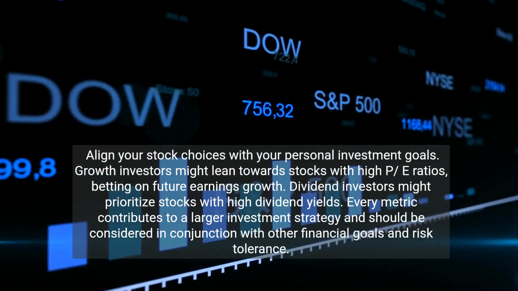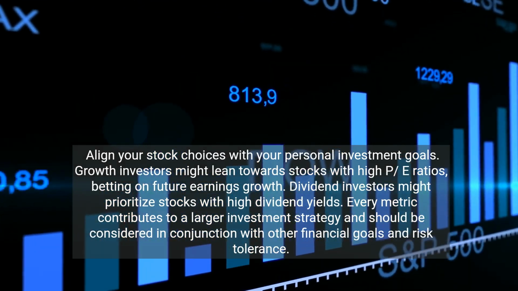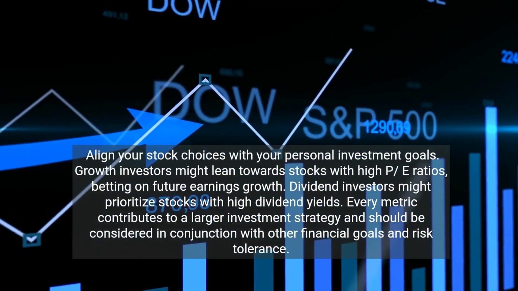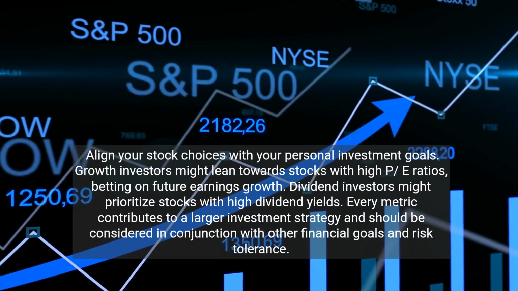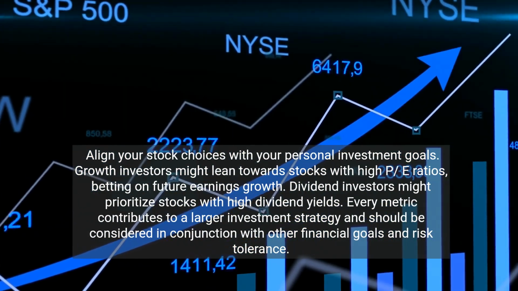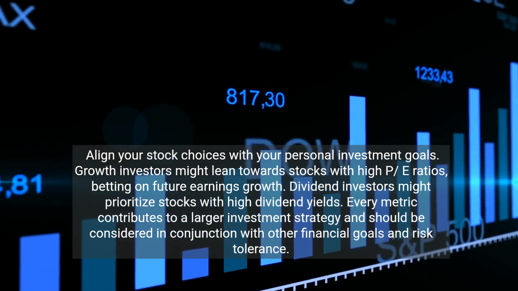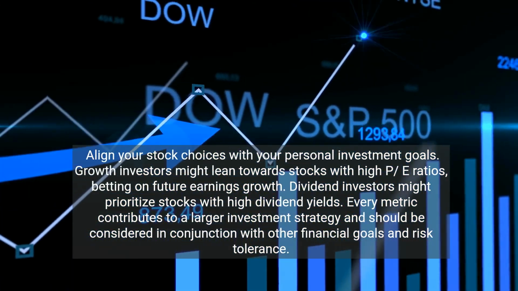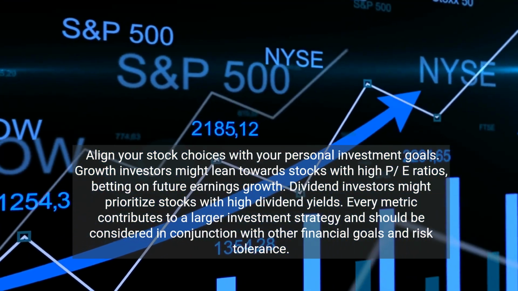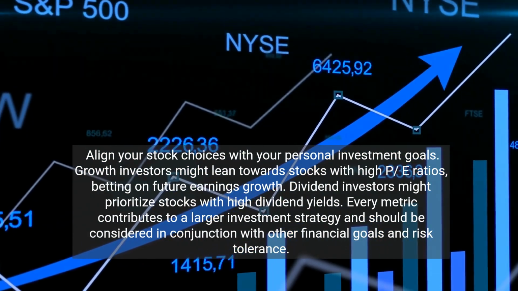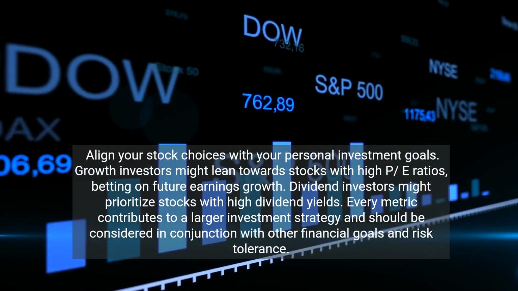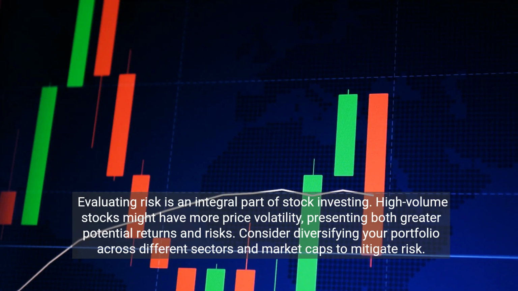Align your stock choices with your personal investment goals. Growth investors might lean towards stocks with high PE ratios, betting on future earnings growth. Dividend investors might prioritize stocks with high dividend yields. Every metric contributes to a larger investment strategy and should be considered in conjunction with other financial goals and risk tolerance.